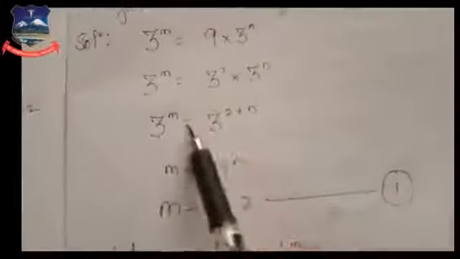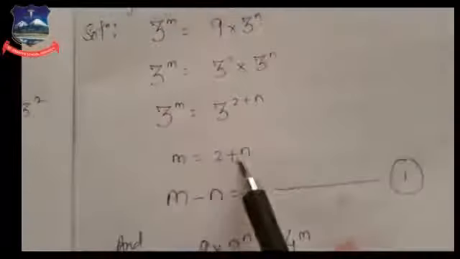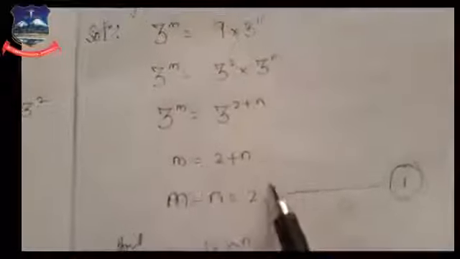First we will take this. This 9 can be written as 3 square. 3 to the power m is equal to 3 to the power 2 plus n. Here is multiplication. Same base, powers are equal. We'll keep m and n together, number on the right hand side. So m minus n is equal to 2, equation 1.